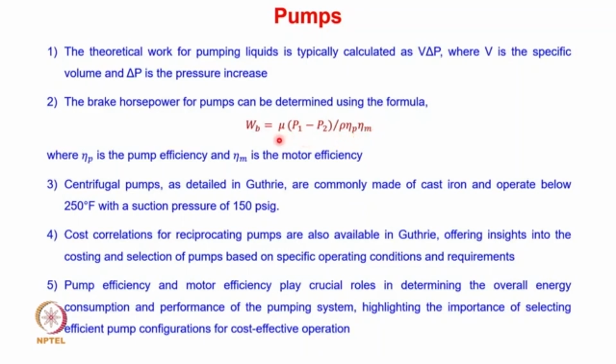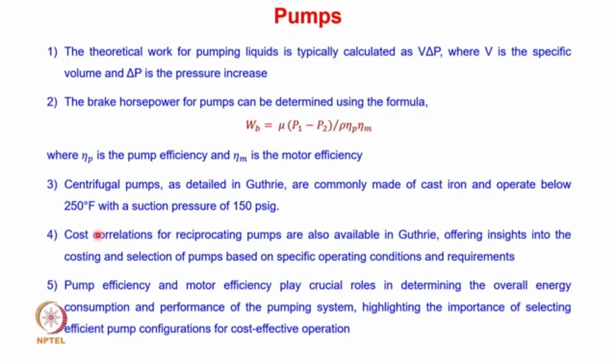So here you can see that mu is nothing but the molar flow rate, whereas P1 and P2 are the upstream and downstream pressure. So P1 minus P2 is nothing but the pressure drop across the pump. Rho is the density, eta P is the efficiency of the pump, whereas eta M is nothing but the efficiency of the motor. So based on that we can calculate the horsepower of the pump.